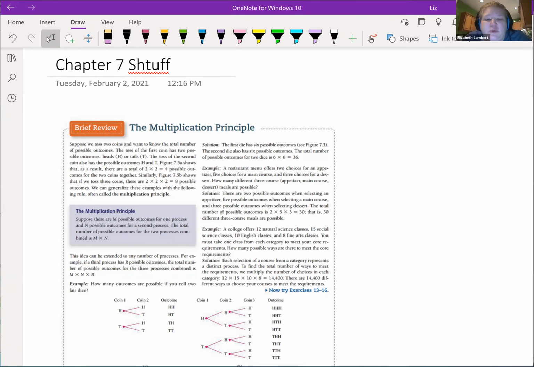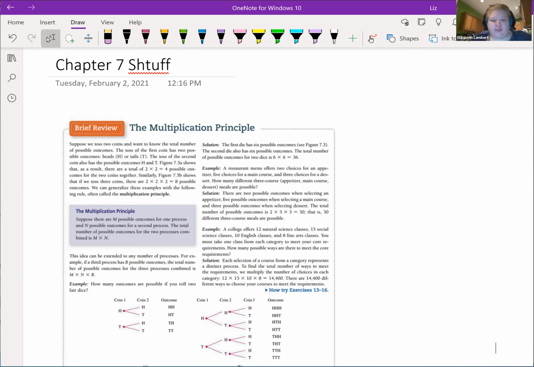Hello, my lovely students. So what we're going to look at is some Chapter 7 stuff. These are some of the principles that are nice to know before fully digging into Chapter 7. My apologies for this coming out so late.